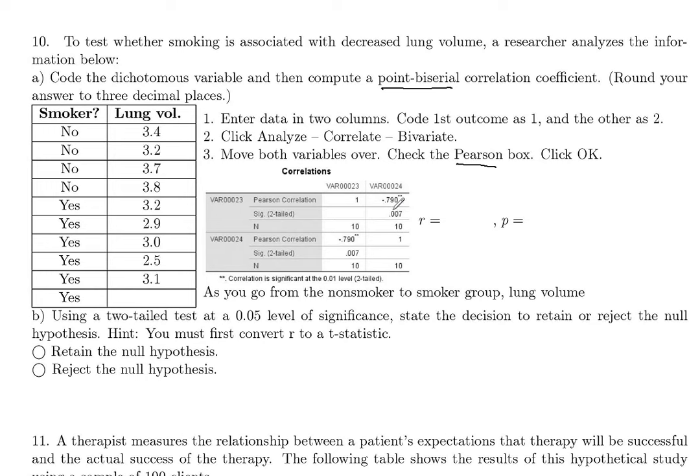Our correlation coefficient is right up here, negative 0.790. And then significance, there's our p-value there, 0.007, a little bit tiny there, sorry about that. Need your reading glasses. So this is a negative relationship. Remember, the no's we coded as a 1, and the yeses we coded as a 2. So what this is saying is that as the first variable increases, the second variable decreases because it's a negative correlation. As you move from non-smokers to smokers, the lung volume decreases.